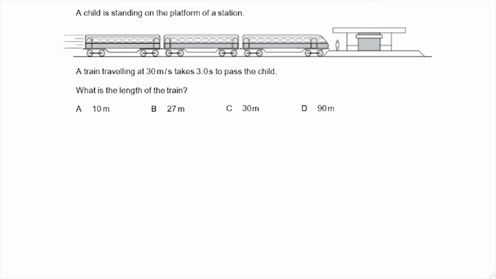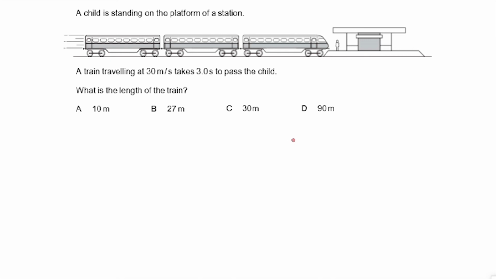And finally, a child is standing at a platform station. A train traveling at 30 meters per second takes 3 seconds to pass the child. What's the length of the train? So that's like indirectly asking you distance.